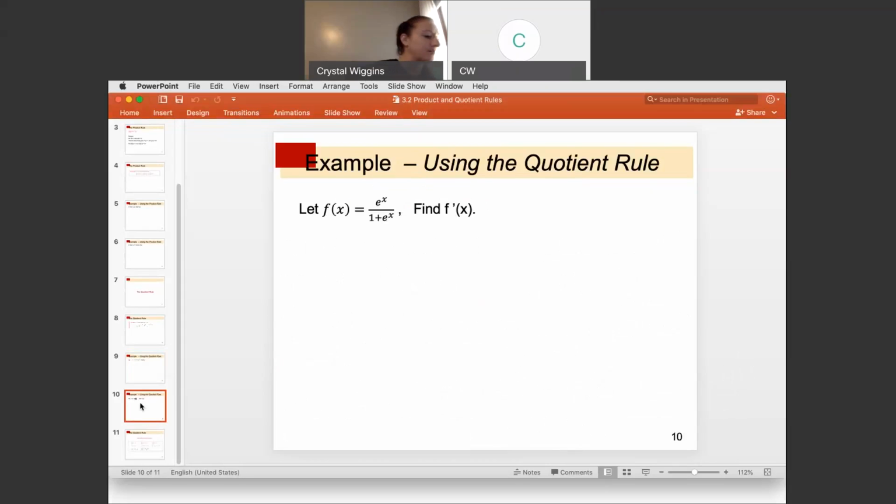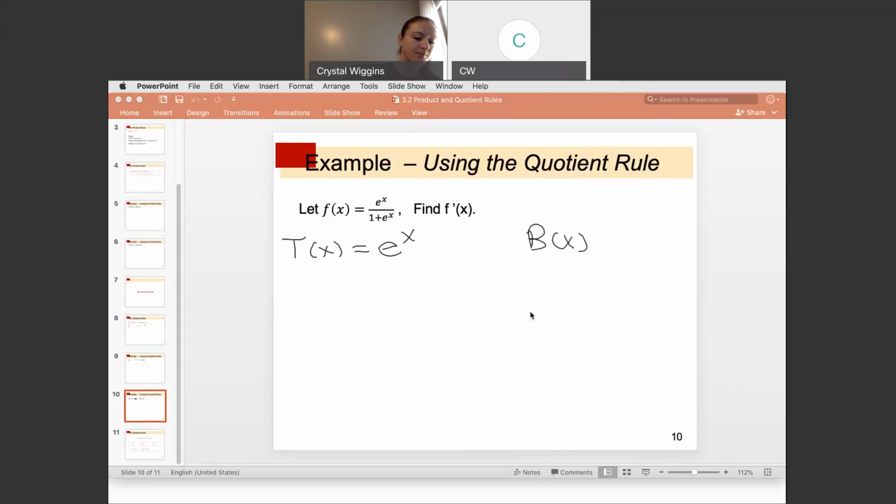Let's try this example with some exponential functions. So again, as I'm learning this rule for the first time, I am going to identify the top function and the bottom function. And then I'm going to take my derivatives. Derivative of the exponential is the exponential. Derivative of a constant 1 is 0, and the derivative of an exponential is an exponential. Easy peasy on that one.